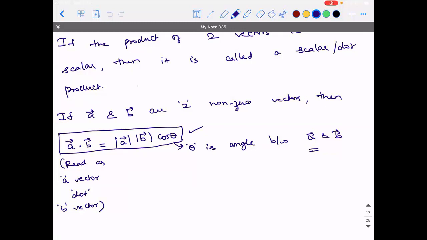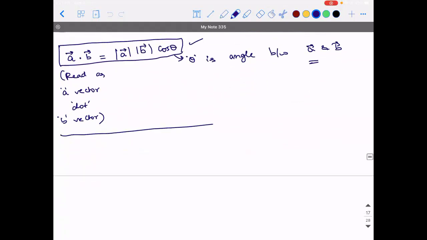Sir, every time the product of two vectors is a scalar quantity, or only in some cases? Only when you do the dot product between them. Okay, I'll come to that point. What exactly does that mean?